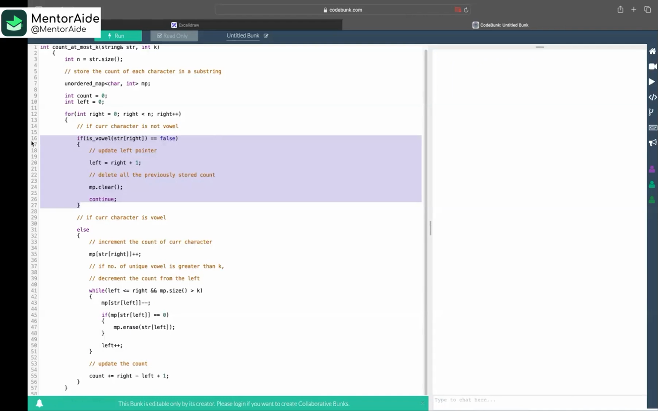But we should also set right as well. Let's say my first character itself is not a vowel. Are you saying that they are not setting the right? Right is already incrementing every loop, so eventually it's already working. Okay, yeah, got it.